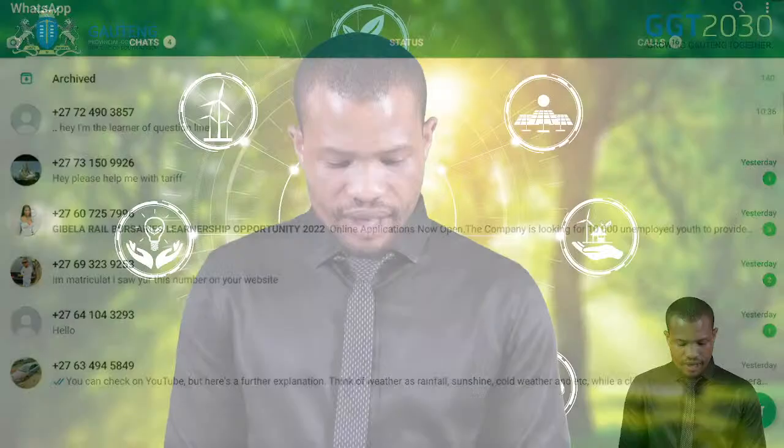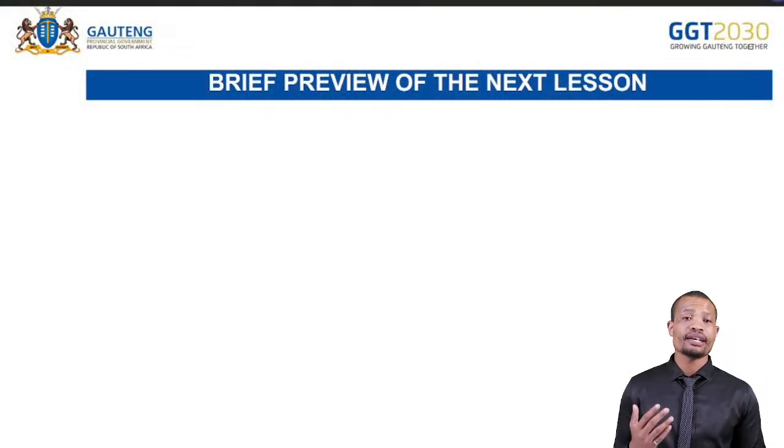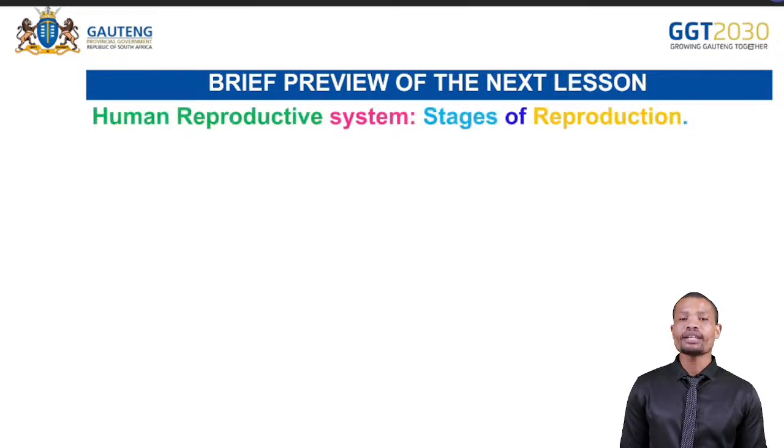It looks like we don't have questions for our lesson because these are old messages. So let's go back to our lesson. Let's look at a brief preview of what's coming in our next lesson. In our next lesson, we are going to be looking at the human reproductive system.